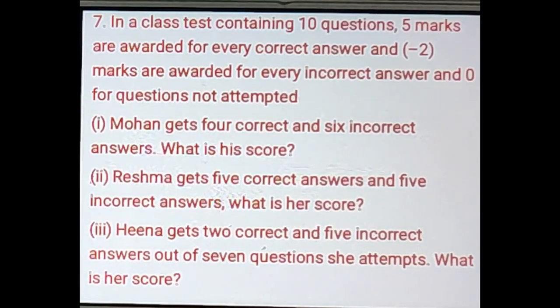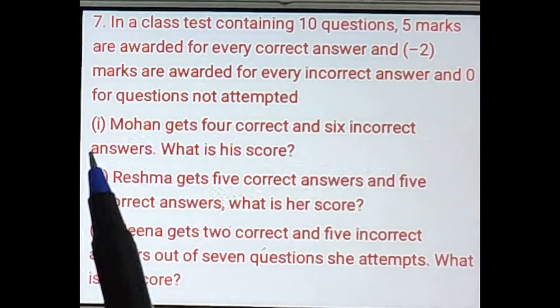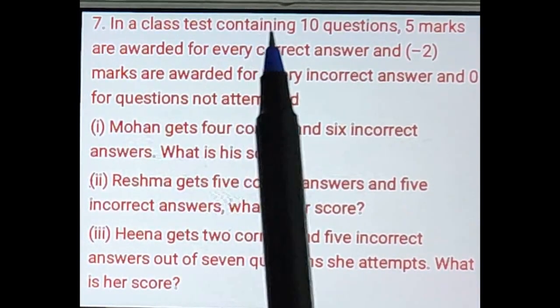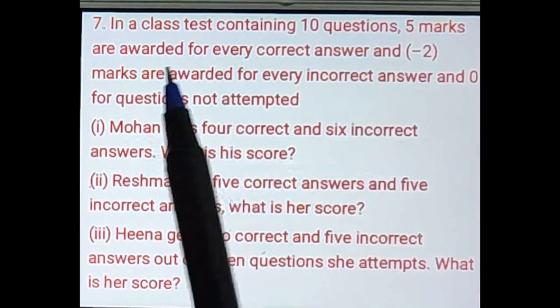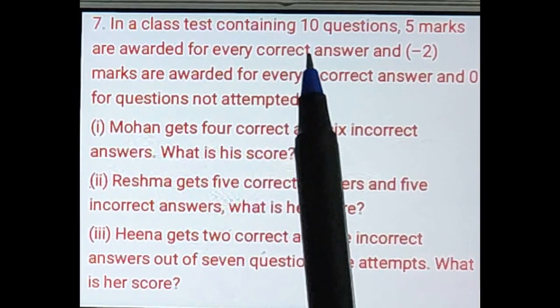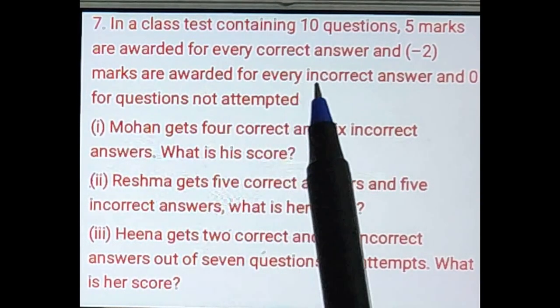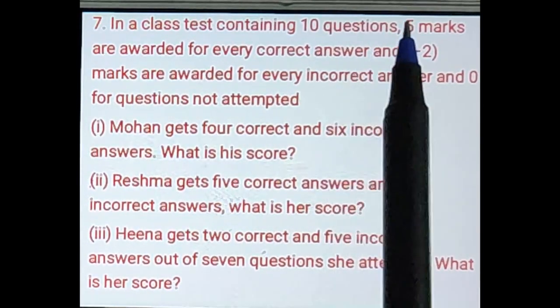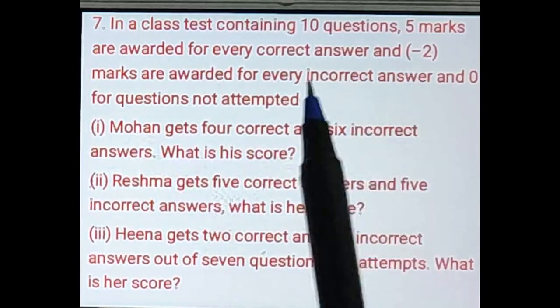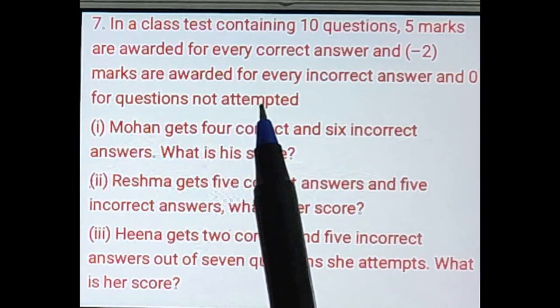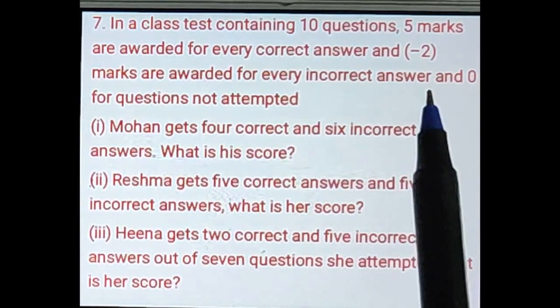After completing number 6, we have number 7 of exercise 1.3. Question number 7 states that in a class test containing 10 questions, 5 marks are awarded for every correct answer and minus 2 marks are awarded for every incorrect answer. 5 marks for the correct answer, minus 2 for the incorrect answer, and 0 for not attempted. If you are not attempting, you will get 0.